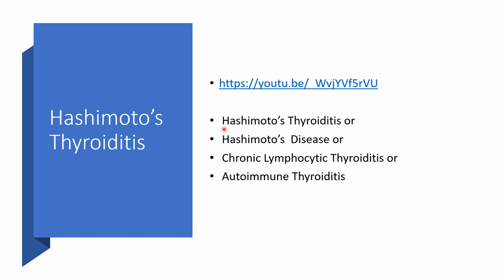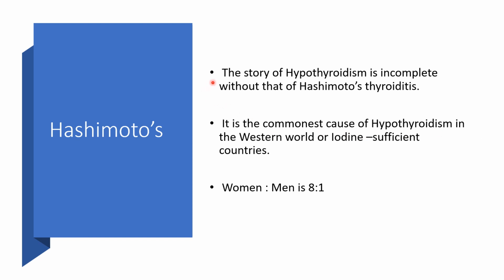So Hashimoto's thyroiditis could be under the name that we all knew it to be, or some will call it Hashimoto's disease, others will call it chronic lymphocytic thyroiditis, or others will summarize it to be autoimmune thyroiditis. Any of this is all about one condition, Hashimoto's thyroiditis. The story of hypothyroidism is incomplete without that of Hashimoto's thyroiditis. It is the common cause of hypothyroidism in the Western world or in iodine-sufficient countries. Women to men will be 8-to-1 in ratio, meaning more women will be affected than men.